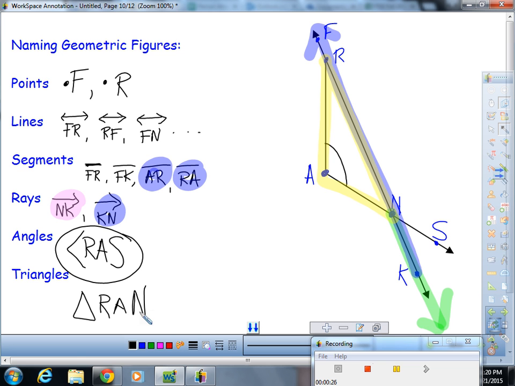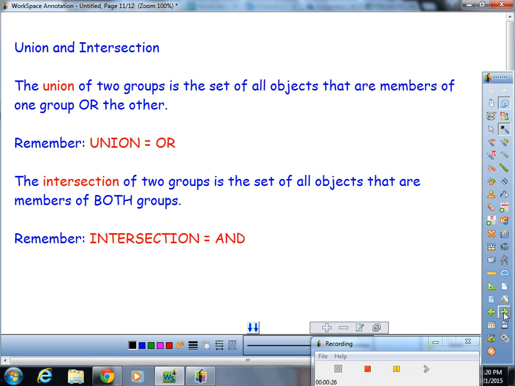So far, everything's probably been reviewed for you. This is the new material that you're going to learn in section 1.1, union and intersection. The union of 2 groups is a set of all objects that are members of one group or the other. I want you to think about, you're in class right now, and I ask students, raise your hand if you are into athletics, okay?